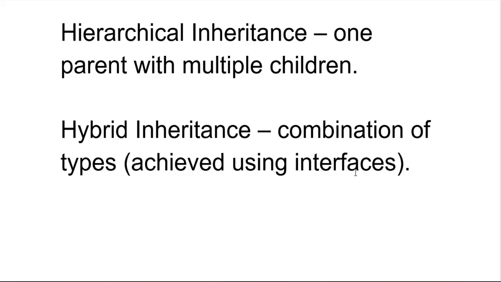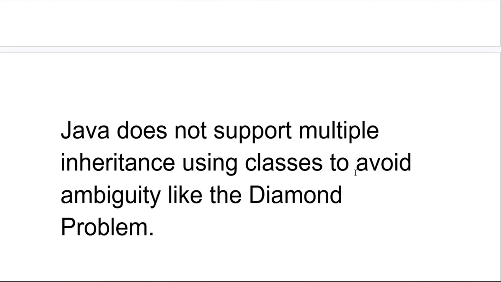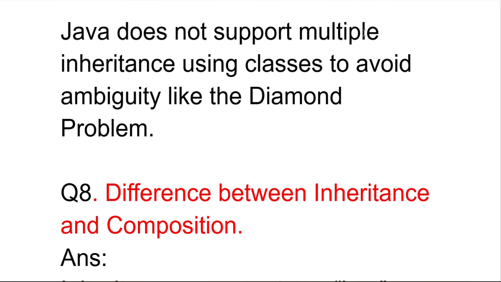A hybrid is a combination of two inheritance types. Simple. Java does not support multiple inheritance using classes to avoid ambiguity like the diamond problem. So, what is multiple inheritance? Multiple inheritance means simply when there are two parents and a single child. So, the child cannot decide from which parent it should be inherited.